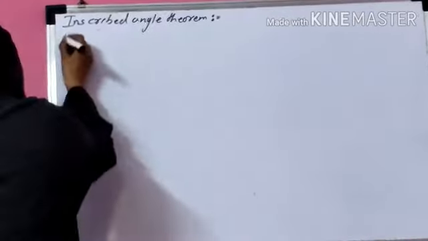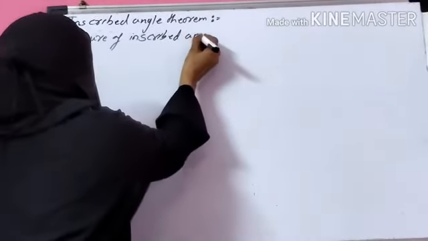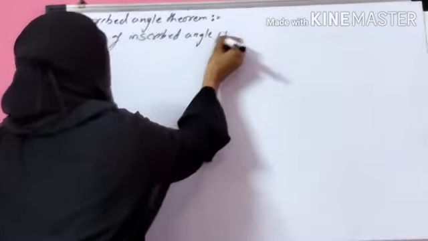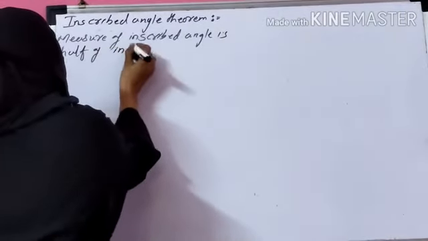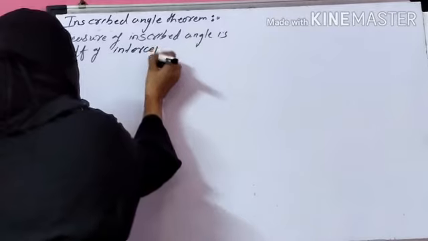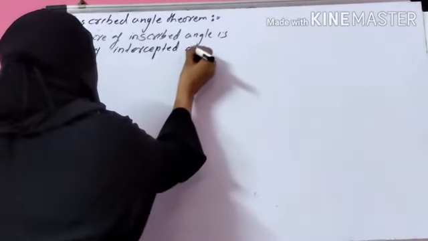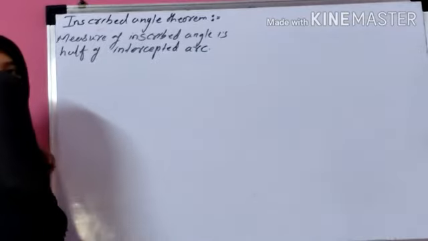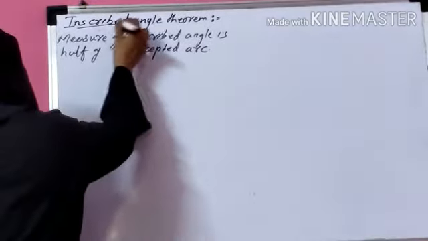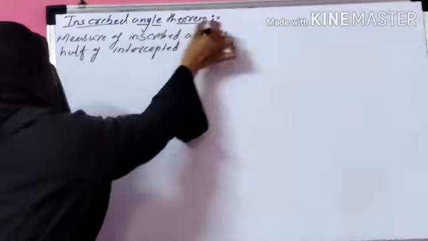The statement of the inscribed angle theorem is: the measure of an inscribed angle is half of the intercepted arc. This is your inscribed angle theorem.